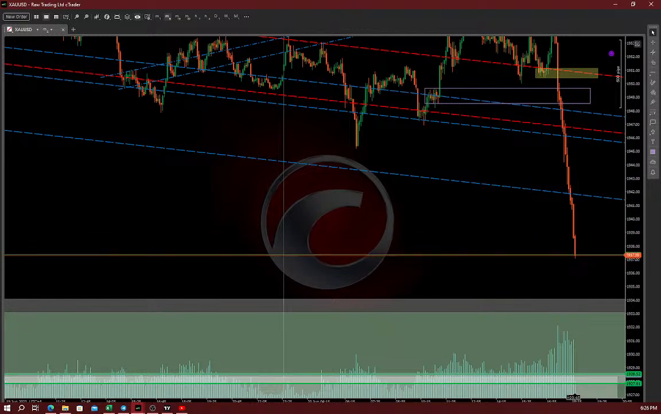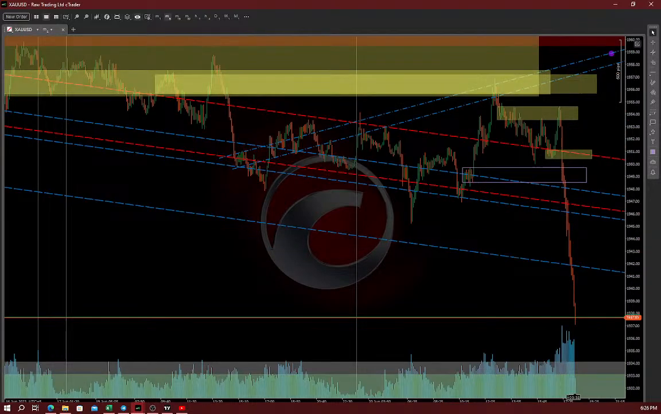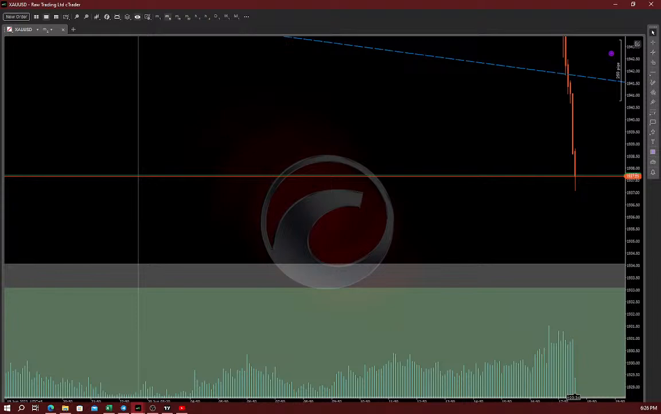Okay, guys, we are entering the 1937, 1936 zone. We might see a retracement from here. We might, and we should actually see a retracement here.